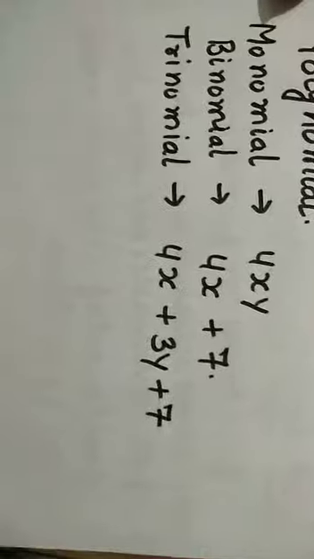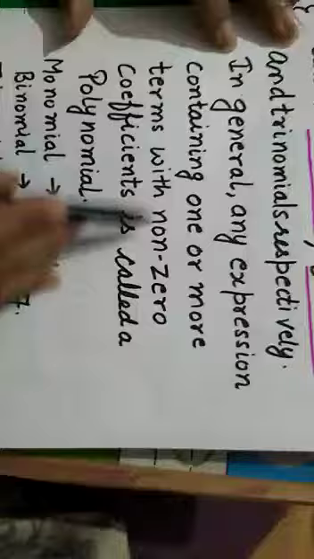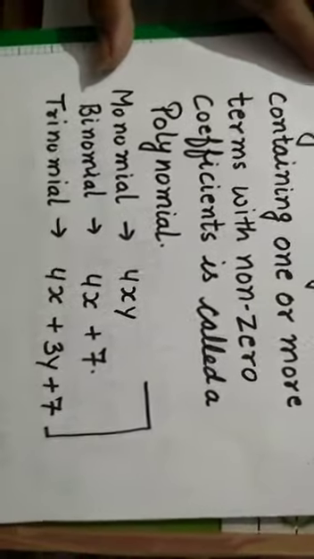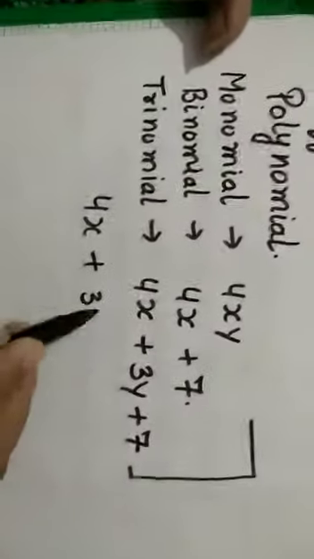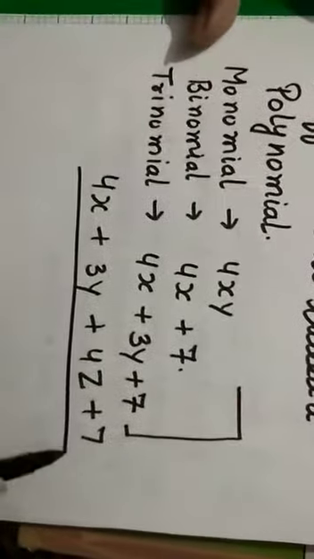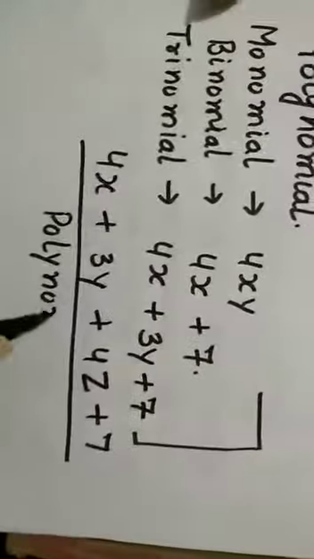And in general, any expression containing one or more terms with non-zero coefficient is called a polynomial. Means all these are called polynomials also, but a single term expression has the special name monomial, with 2 terms the special name binomial, with 3 terms the special name trinomial, and more than these, like 4, 3y, 4z and 7, we'll say this is a polynomial.